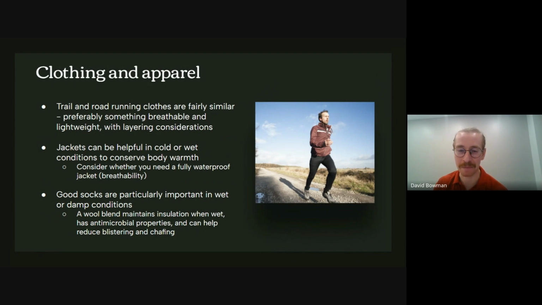One thing that I do want to jump up on a soapbox on quickly is socks. I am very keen on hyping up socks. I think they're very important, especially in wet or damp conditions. And I tend to be more partial to wool socks. These are going to be helpful because they help maintain insulation when they're wet. They have antimicrobial properties, and they're going to be better at reducing blistering and chafing as compared to something like a cotton or more acrylic sock.